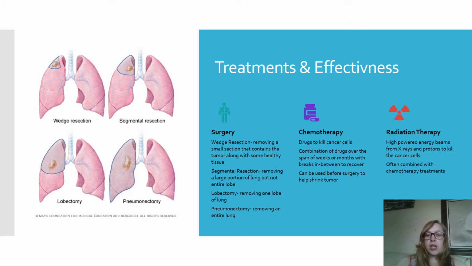Treatments. There's surgery, and there are four different types. There's a wedge resection, which is removing a small section that contains the tumor along with some healthy tissue to make sure it's all taken out. There's segmental resection, removing a large portion of the lung but not the entire lobe. Lobectomy is removing the entire lobe of the lung. The fourth type of surgery is a pneumonectomy, which is removing an entire lung.